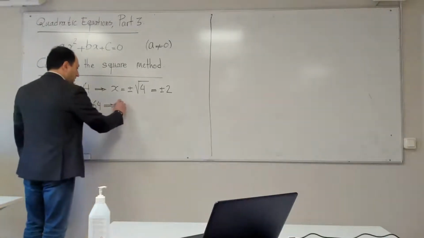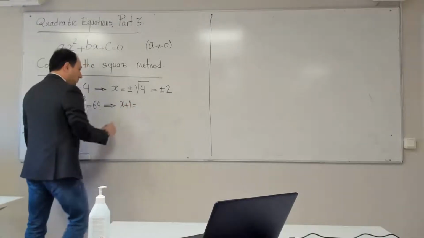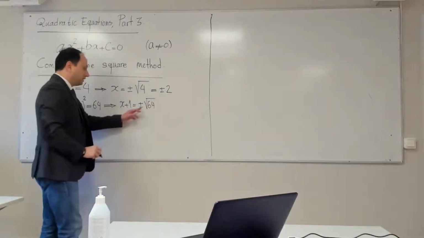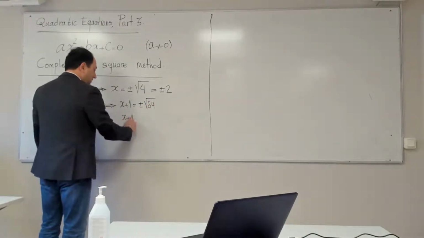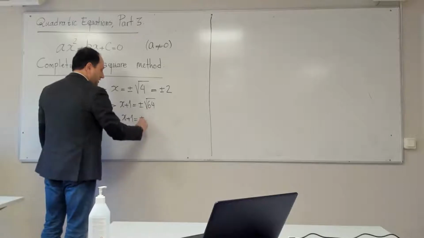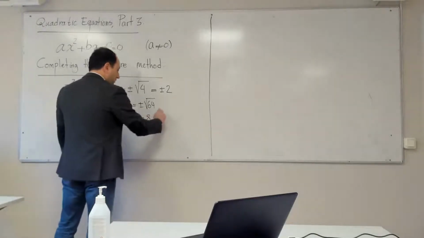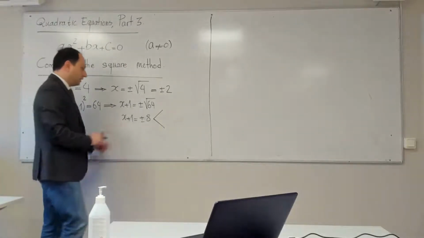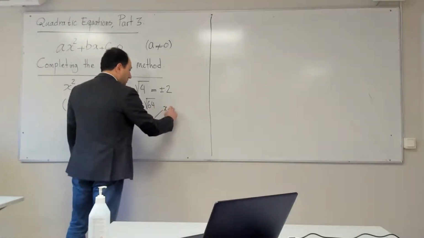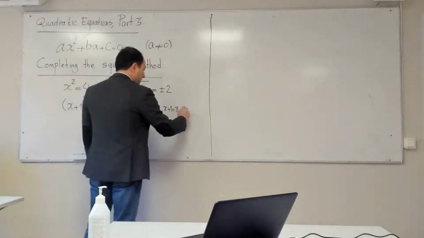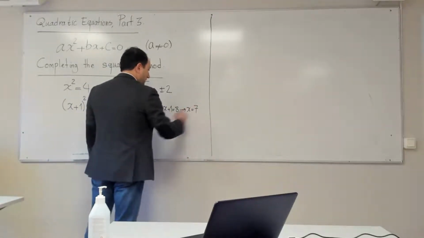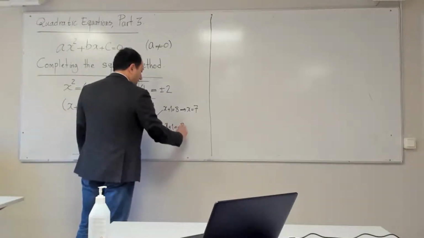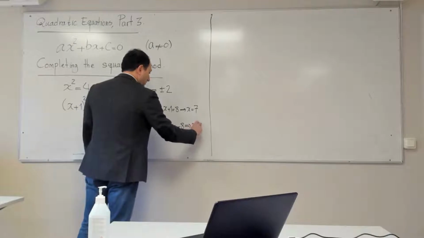Then we say that x plus 1 is equal to plus or minus the square root of 64. And then we say that x plus 1 is equal to plus or minus 8. And then if you remember, I told you that we have to consider two possibilities. Either x plus 1 is equal to positive 8, and then from here you conclude that x is 7, or x plus 1 is negative 8, and then you see that x is equal to minus 9.